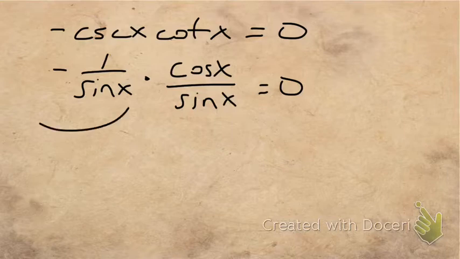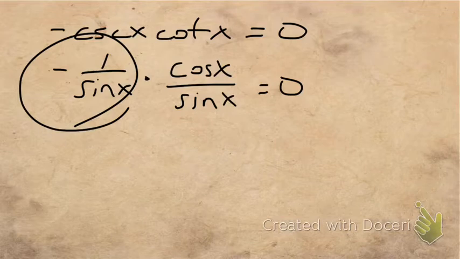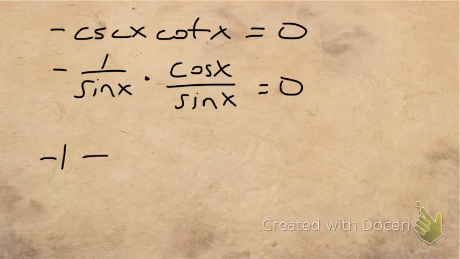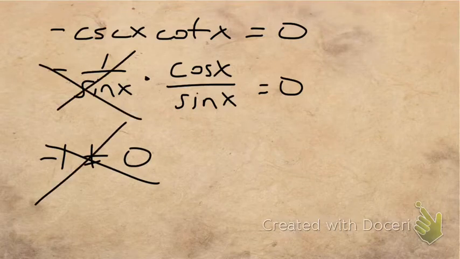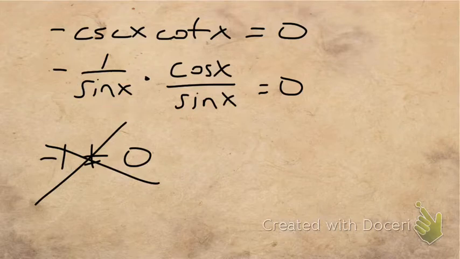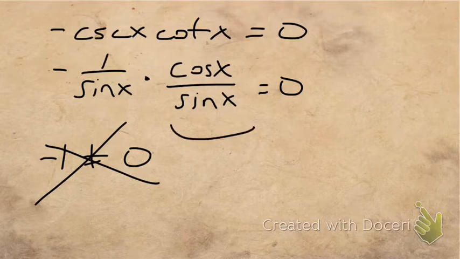Now, if you consider this first factor, we want to know when that will ever be 0. It could only be 0 if the numerator was 0. But that numerator is -1, and it's never going to be 0. I'm not going to get a 0 out of here. My only chance of this being equal to 0 is from the second factor.